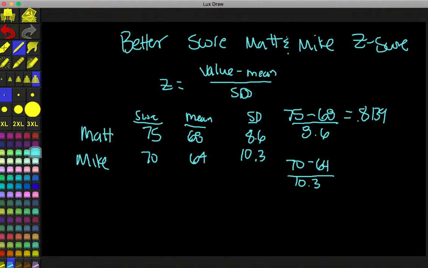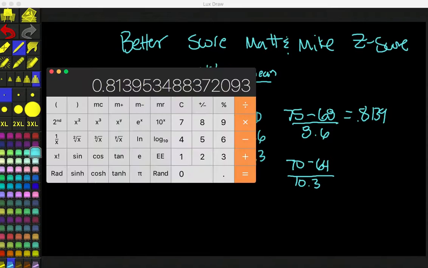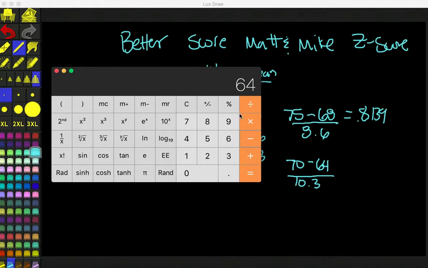Let me find my calculator again. It's lost. Okay. Calculator. And I get 70 minus 64 divided by, oops, I did what I told you not to do. 70 minus 64 equals, divided by 10.3.